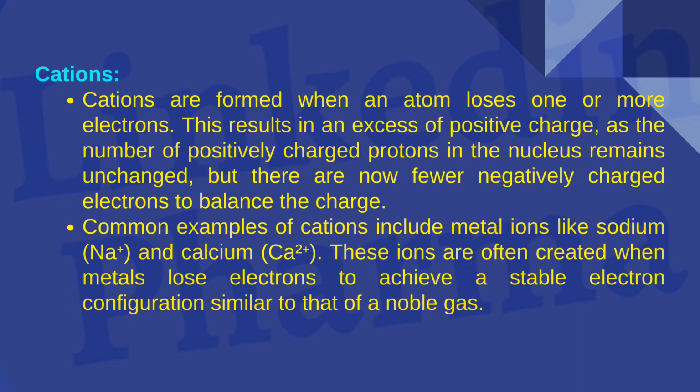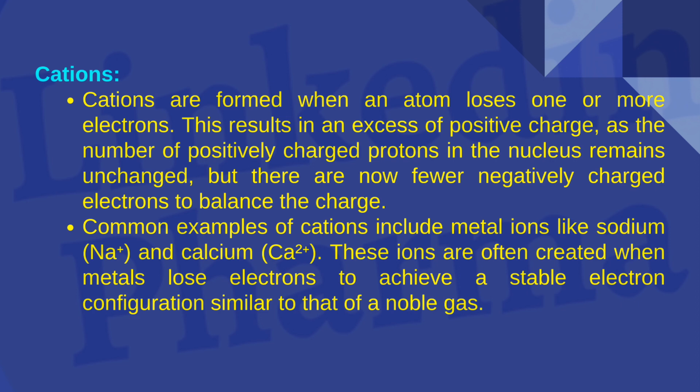Cations. Cations are formed when an atom loses one or more electrons. This results in an excess of positive charge, as the number of positively charged protons in the nucleus remains unchanged, but there are now fewer negatively charged electrons to balance the charge. Common examples of cations include metal ions like sodium and calcium.